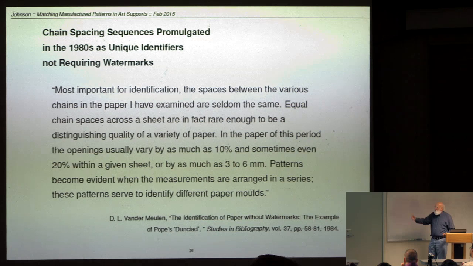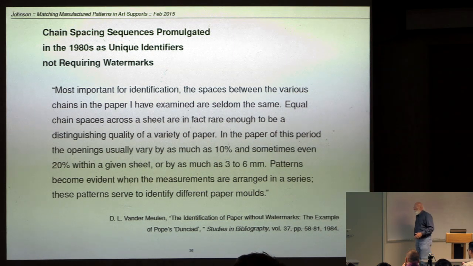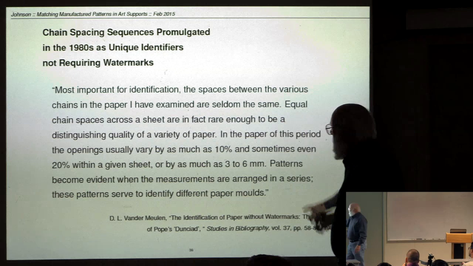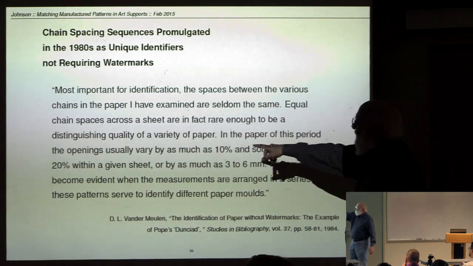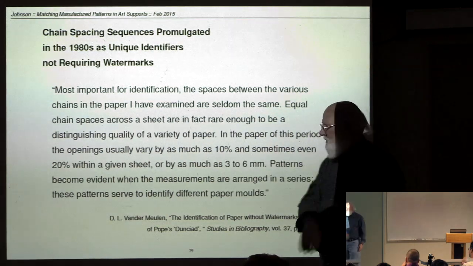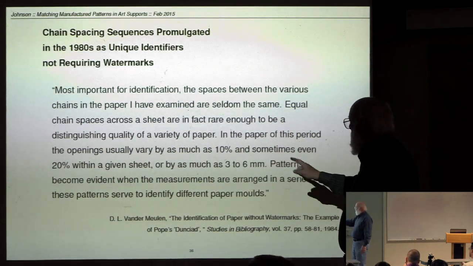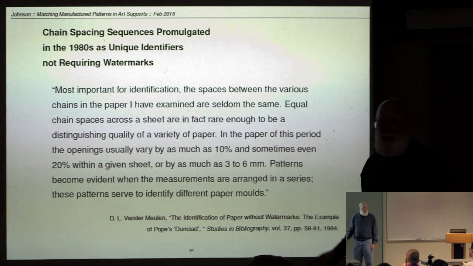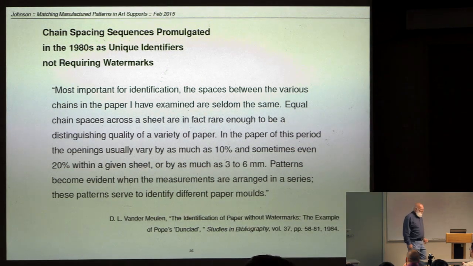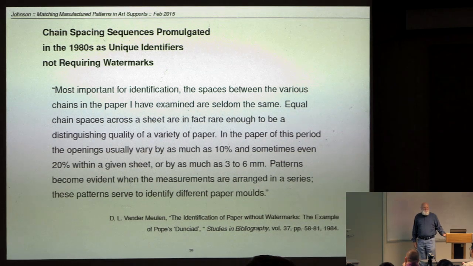So here's a quote from the bibliographic literature, not the art history literature, where they're studying things like Shakespeare folios and so on, and he was looking at popes. But here he says, the openings usually vary by as much as 10% and sometimes even 20%. That's those spacings. And patterns become evident when the measurements are arranged in a series. See, I told you I wasn't making this up. Then these patterns serve to identify paper molds. Now, imagine doing this by hand. That's why it hasn't happened yet.